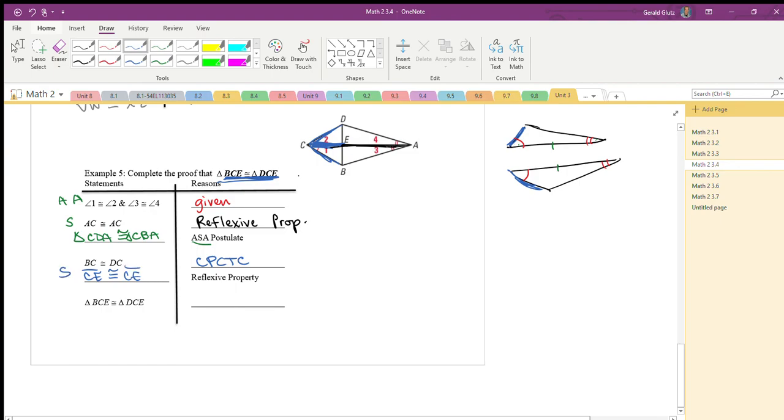So this is a side. This was a side. And we already know the two angles are congruent from the given. So we got two sides and an angle. This angle, it would help if I drew these separately. So this angle is in between the two sides. This angle is in between the two sides. So SAS postulate. And that is it.